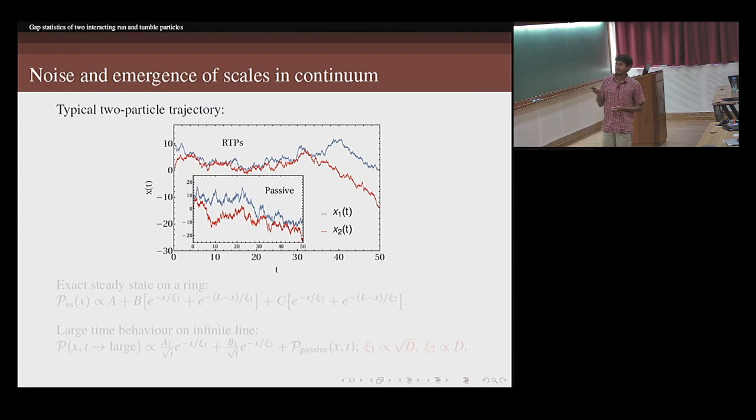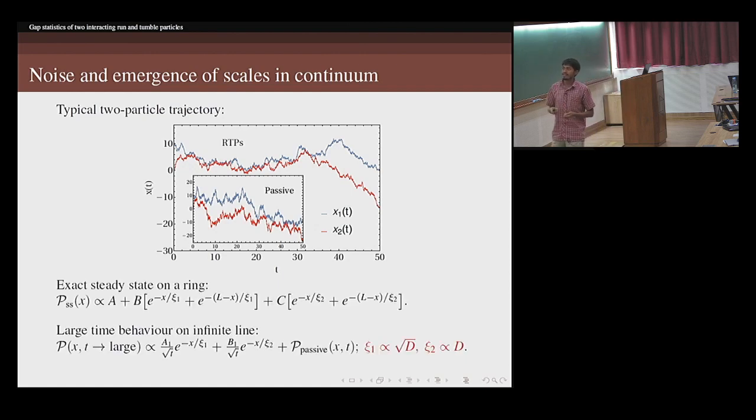But when they are interacting, when they are close together, they try to stay close together. This is not the case in a passive system, even with effective equivalent parameters. And also in the presence of diffusion, the particles are not really on top of each other, so we expect that there will be some scales emerging. And actually this is the case.